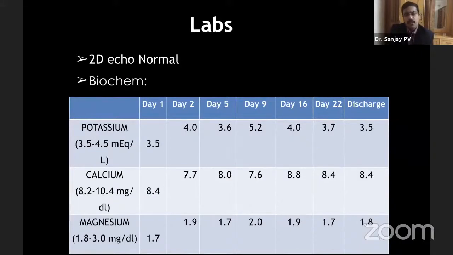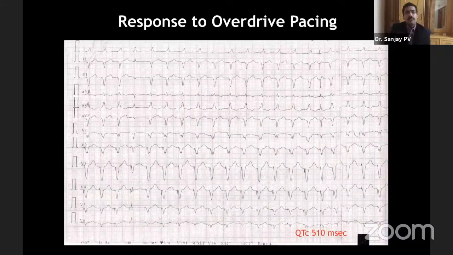We corrected her for almost 15 to 20 days. And for a period, she would have episodes even with a normal potassium. So then we decided to put in a temporary pacemaker, but still, even with the pacing at the rate of 100, the QTc has not normalized. It was 5-10 milliseconds, even with normal potassium and normal magnesium.